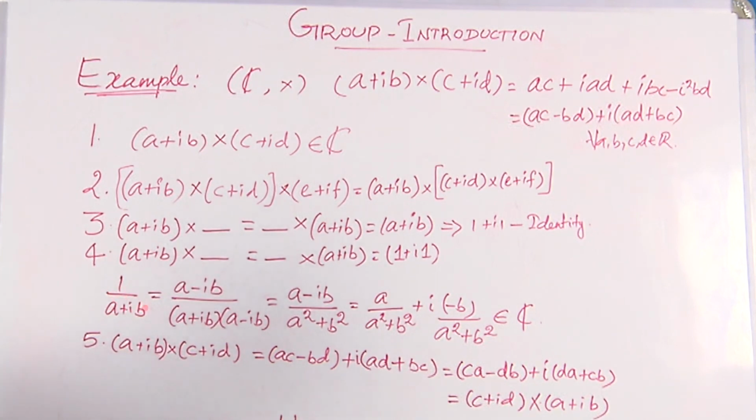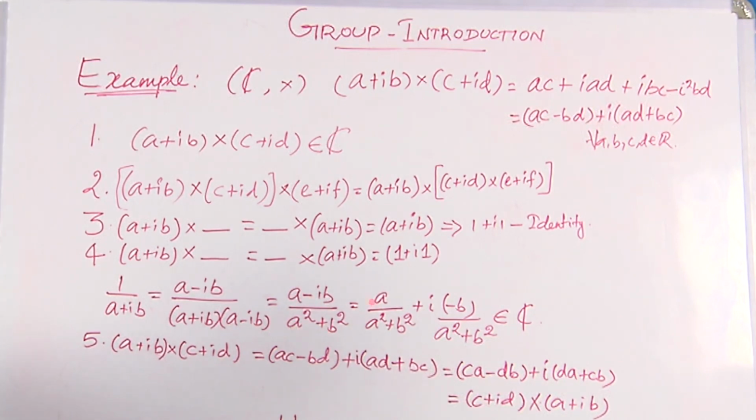So, here we just multiply 1 by a plus ib by the conjugate, a minus ib by a minus ib, therefore a minus ib by a plus ib into a minus ib. We know the denominator is nothing but a square plus b square, because the first term is a square and minus of i square b square is plus b square, and the remaining two terms cancel, therefore this is a square plus b square.